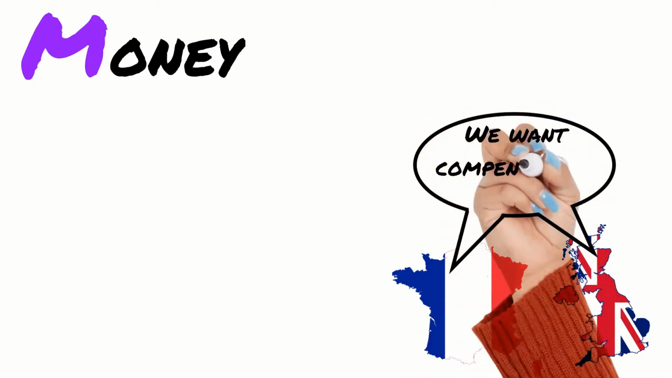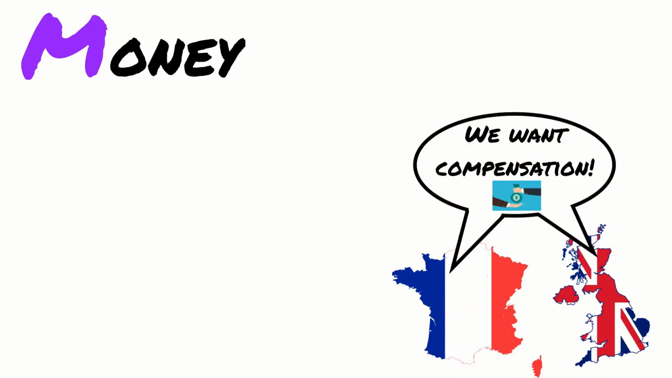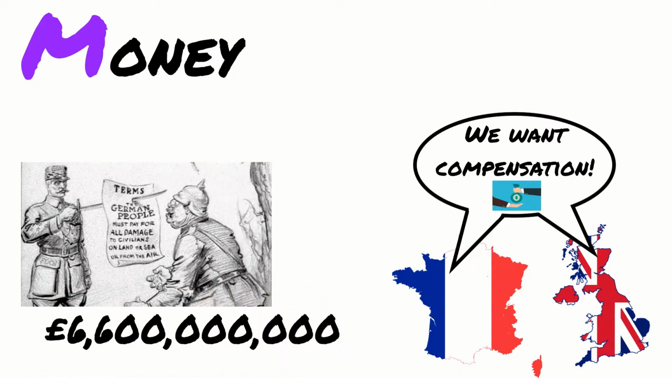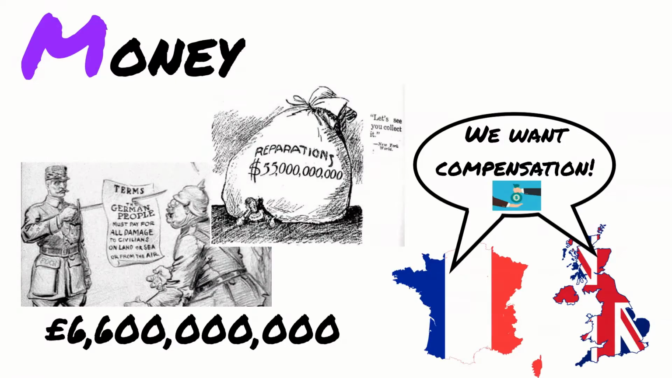The third letter, M, stands for money. As I've already mentioned, both the British and the French wanted the Germans to provide compensation for the financial losses of the war. The Germans were therefore required to pay reparations of £6,600 million to the Allies. This clause alone caused many of the problems of the 1920s.